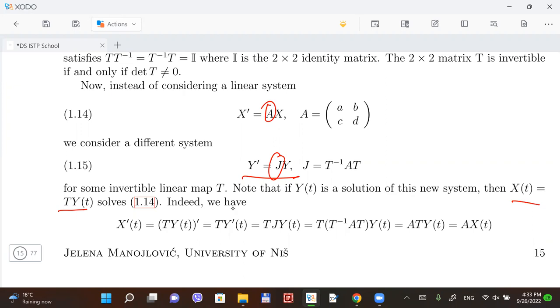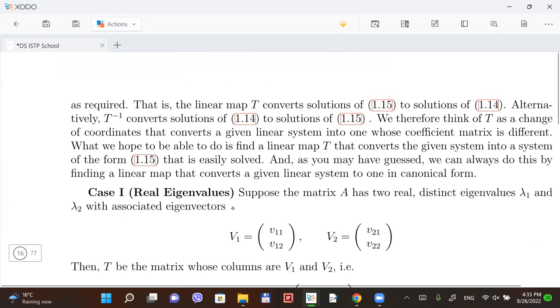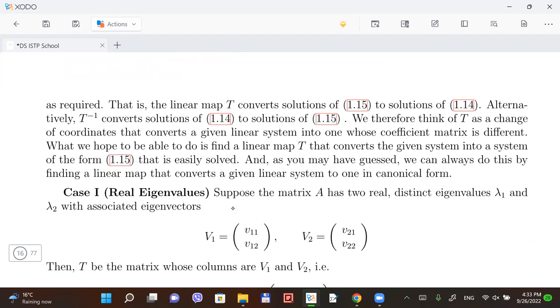It is easily solved also in the fourth case, but we will, as I said, not go there. Of course, in the contrary, if you have the solutions of the system, the linear transformation T also converts the solution of the original system to the solution of this system. We will call it the canonical form.